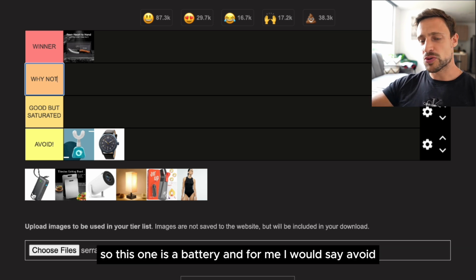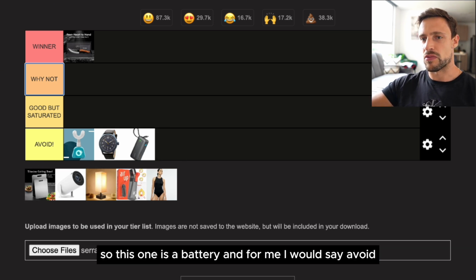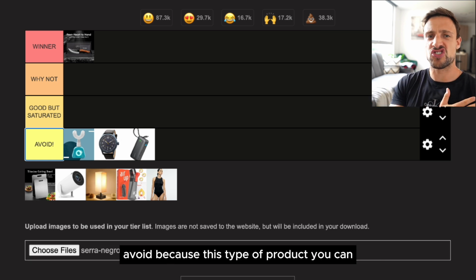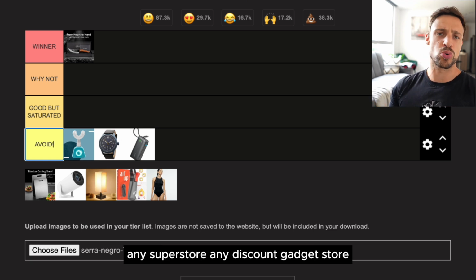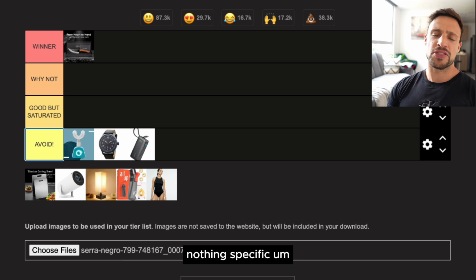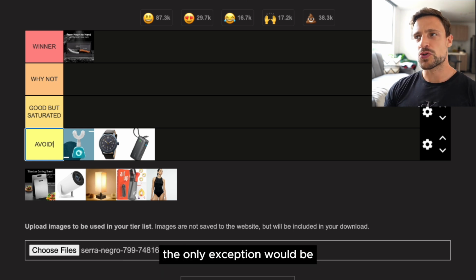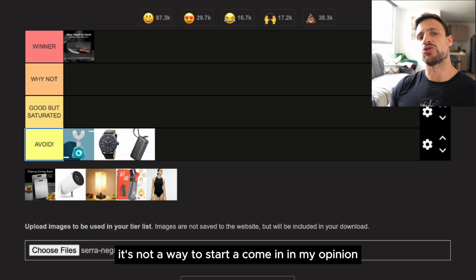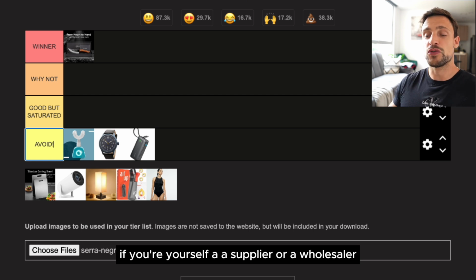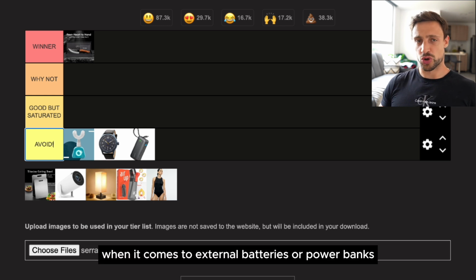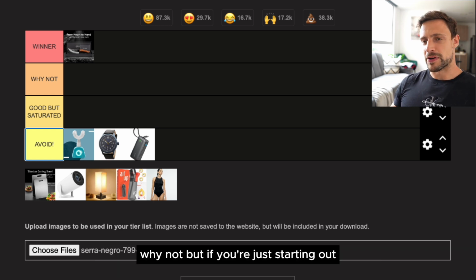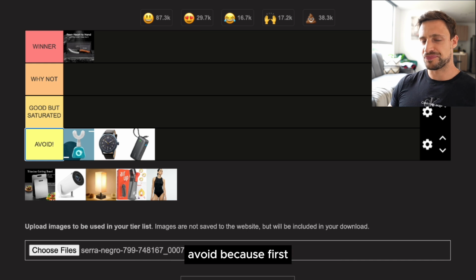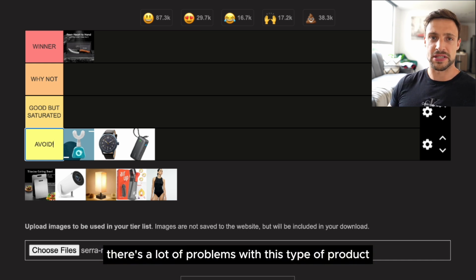Next one. So this one is a battery, and for me, I would say avoid. Avoid because this type of product you can find in any Walmart, any superstore, any discount gadget store. Nothing specific. The only exception would be maybe if you have a super niche store about power banks or something like that that you run with Google Ads. But it's not a way to start ecom in my opinion. If you're yourself a supplier or a wholesaler when it comes to external batteries or power banks, why not? But if you're just starting out, avoid, because first there's a lot of problems with this type of product.